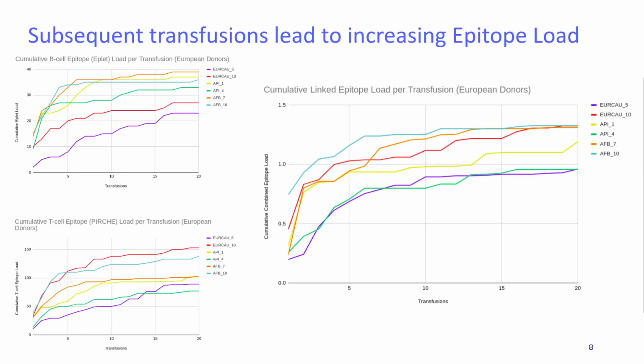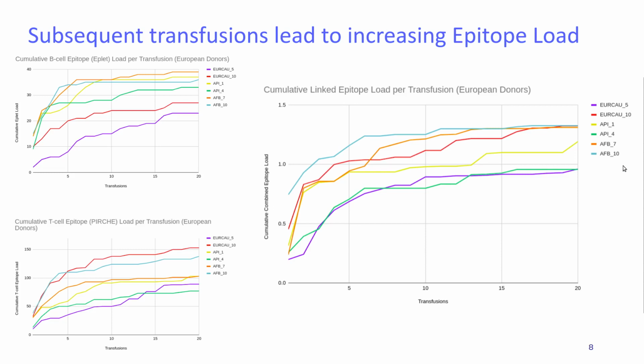How does this look in a chart then? These figures are showing a cumulative epitope mismatch. So the x-axis is the number of subsequent transfusions, and the y-axis is the number of epitope mismatches that they've been exposed to. So we have the eplets, B-cell epitopes, on the top left, the T-cell epitopes in the bottom left, and a combined and weighted figure is the bigger one on the right.